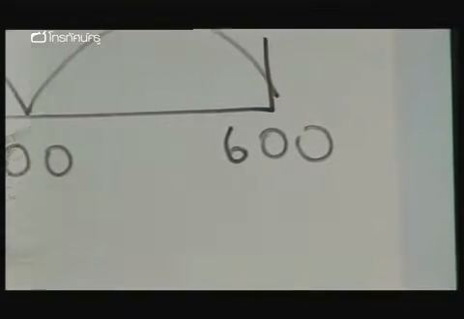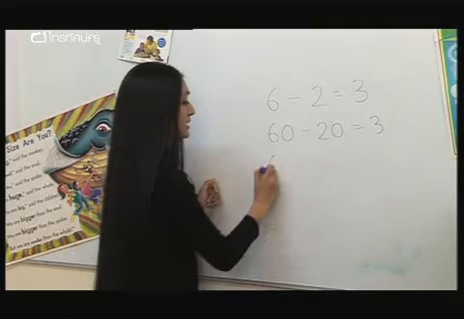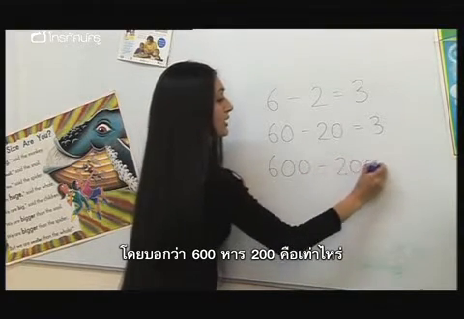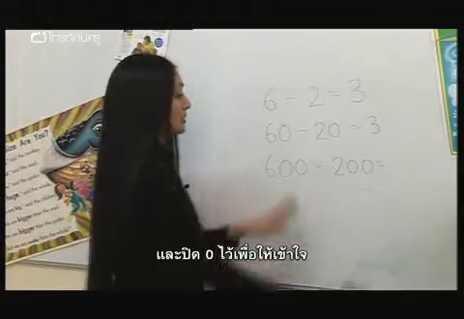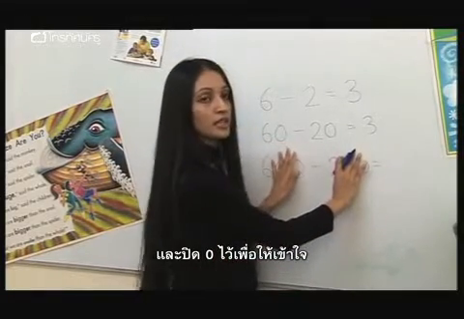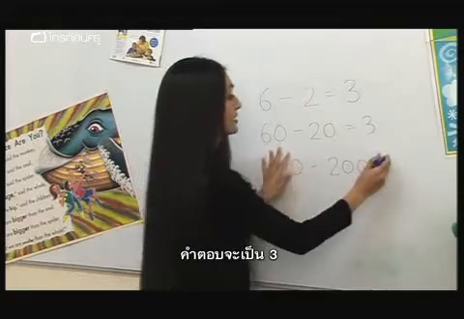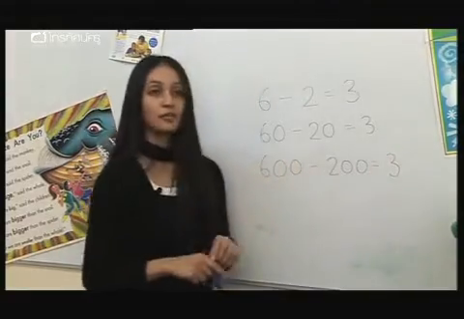number line. With that similar pattern, I would say 600 divided by 200 equals what? Now, I'm going to cover up the zeros. What am I doing? And they should be able to tell me I'm dividing by 100. So the answer would be 3.